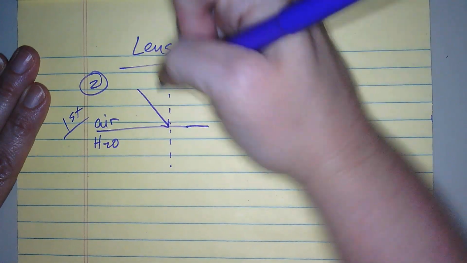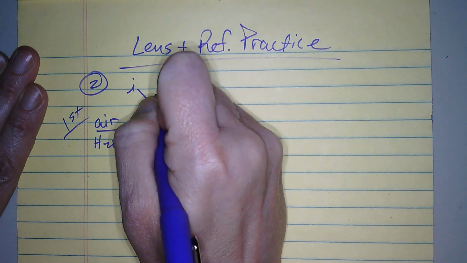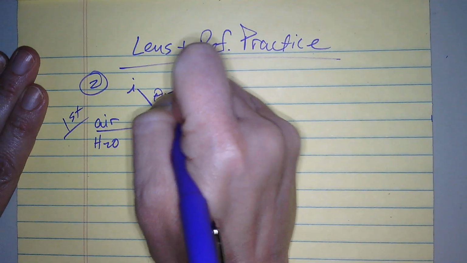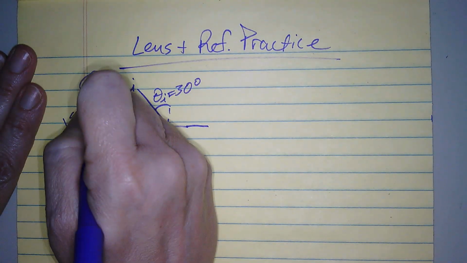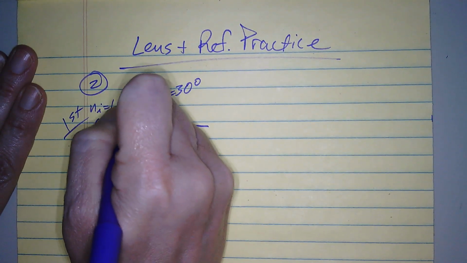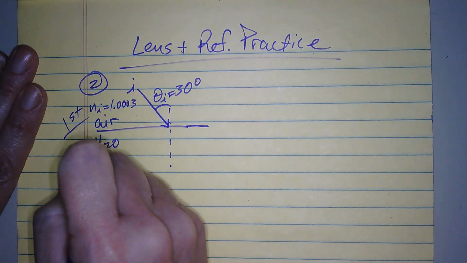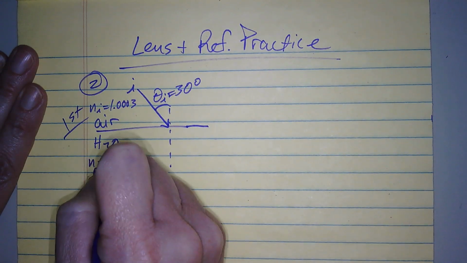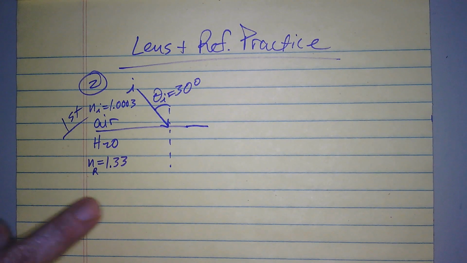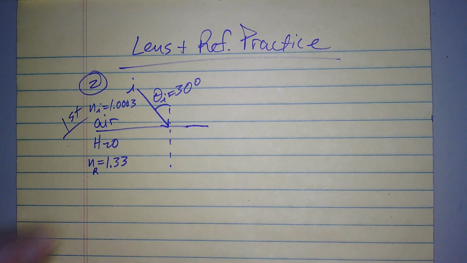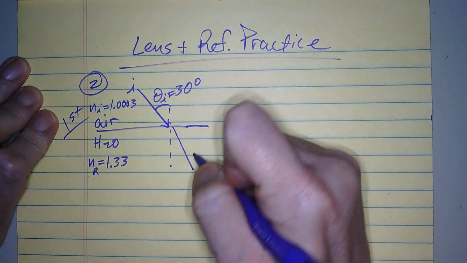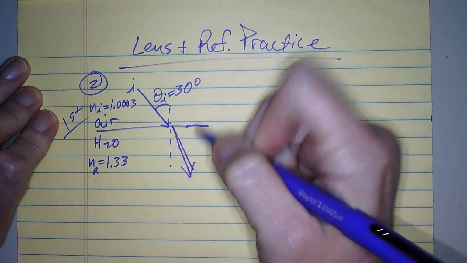And so it enters. There's my incident, and there's my theta I, which is 30 degrees, and it goes into water. Air has an N of 1.0003. Water has an N of 1.33. Since it has a higher N, that means it's going to slow down. If light slows down, it bends towards the normal. So it's going to bend towards the normal.